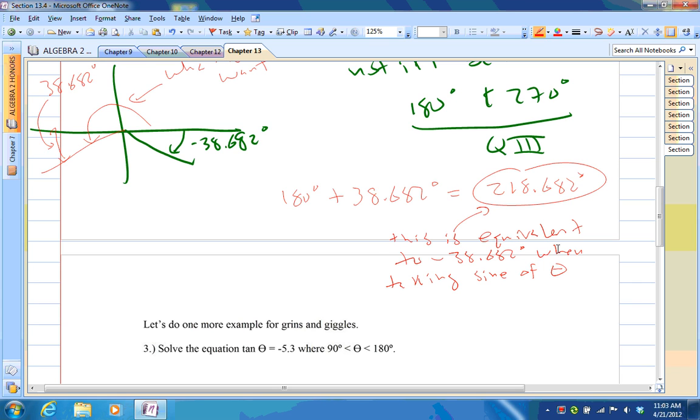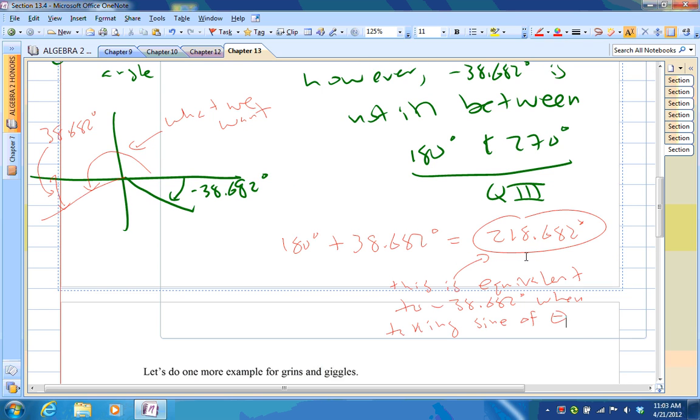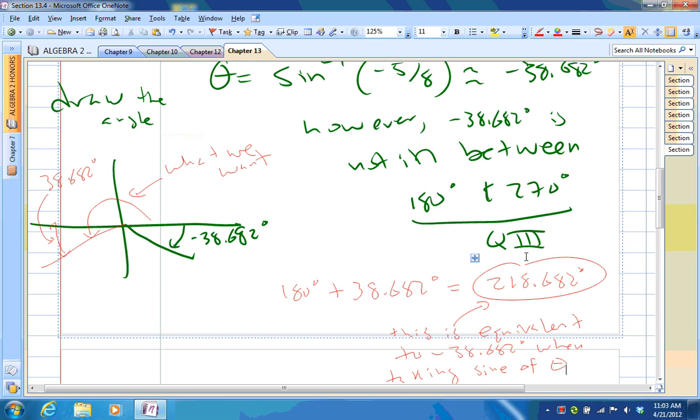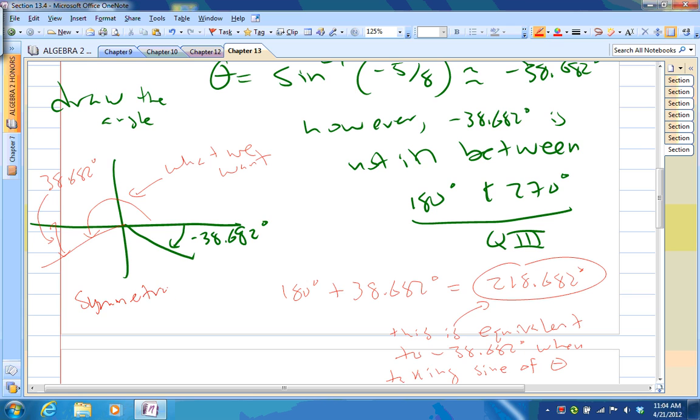The answer we got was in Q4, but we want our answer to be in Q3, because 180 to 270 is in Q3. So I try to find what angle is equivalent to negative 38.682 degrees in the third quadrant. The way you do that is you look for symmetry. There's symmetry between those two angles, so we travel 180, then go 38.682 degrees to get the same thing. If you take sine of 218.682 degrees and sine of negative 38.682 degrees, both give you something close to negative 5/8.